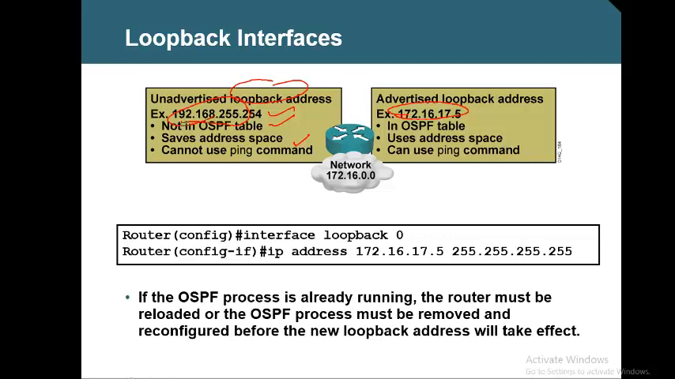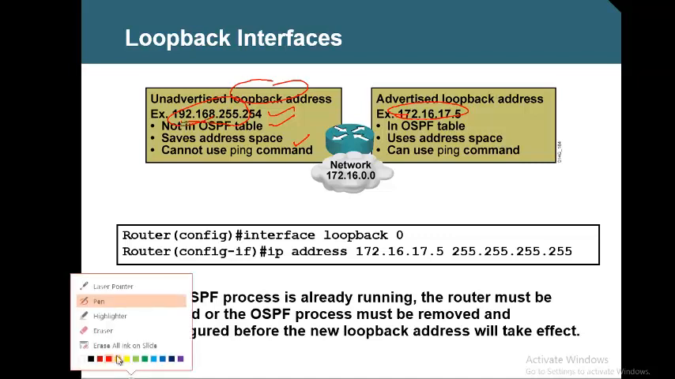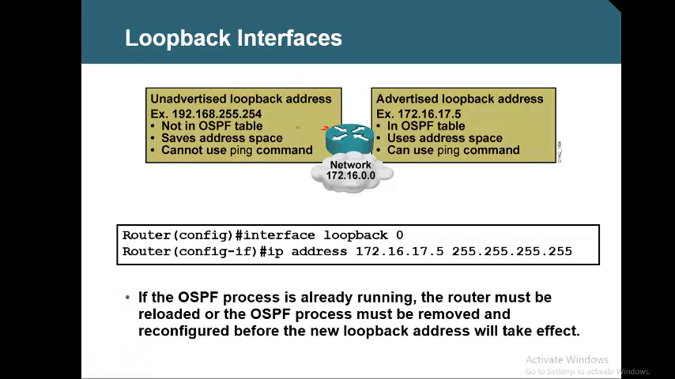So let me repeat again. Let's say you've got two loopback interfaces. This is loopback 1 and this is loopback 0. Loopback 0 has a smaller address, but that address is advertised in OSPF. It is pingable. Will OSPF prefer this as a router ID? No.